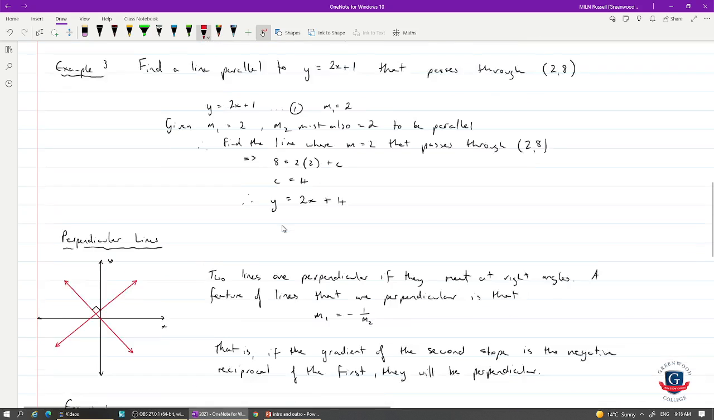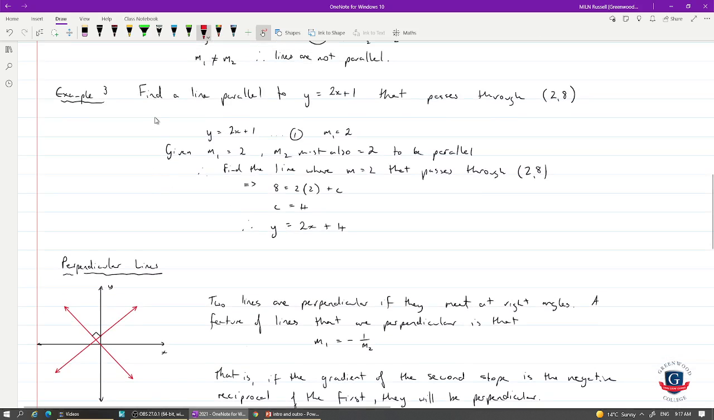Question 3. Find a line parallel to y equals 2x plus 1 that passes through this point. Well, the first thing we need to do is find out the gradient of this equation. The gradient of it is 2. The gradient of the equation that we're looking for, because it would be parallel, would also be 2. So m2 must also equal 2.